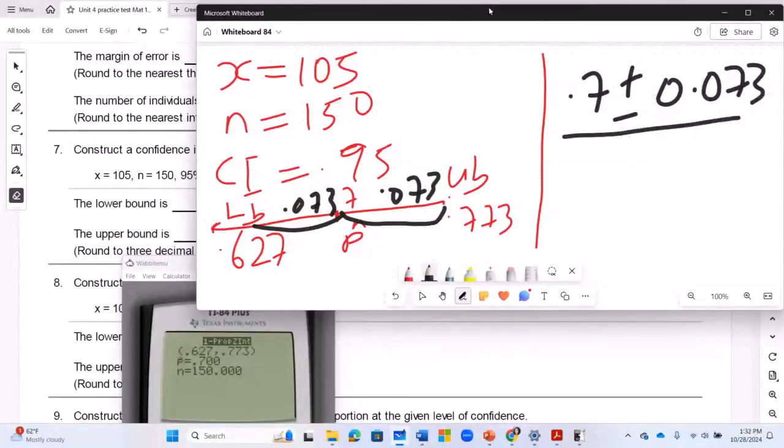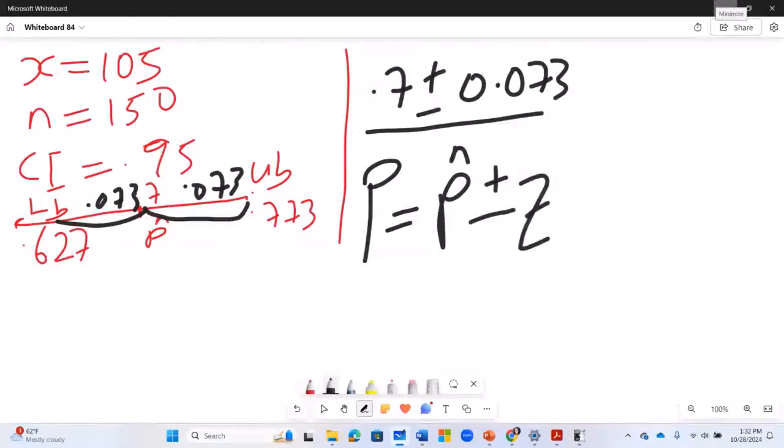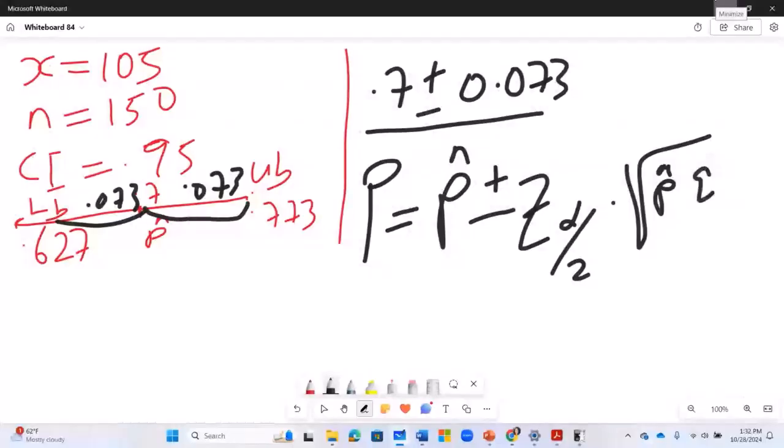You can actually be told to use the formula. The formula is, we already told you, the population proportion is the sample proportion plus or minus the critical value, provided the conditions are satisfied. The critical value Z alpha over 2 multiplied by the square root of P hat Q hat over N. So this is the formula. If you're told to use the formula, you can use it. Otherwise, you can just go straight and put it in your calculator.